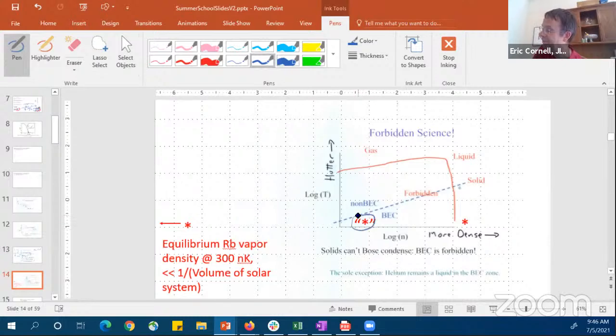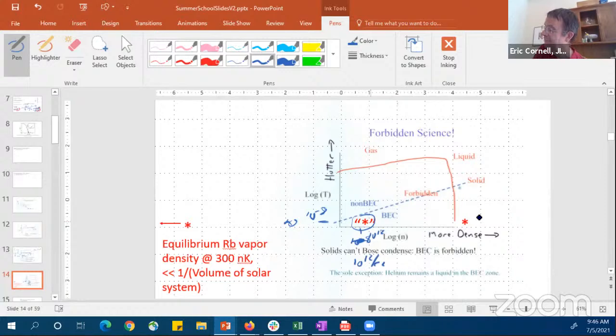Here's a Bose-Einstein condensate of rubidium, on this log scale, so we're all the way down at about 10 to the -8 Kelvin, and this is 10 to the 12 atoms per cc.